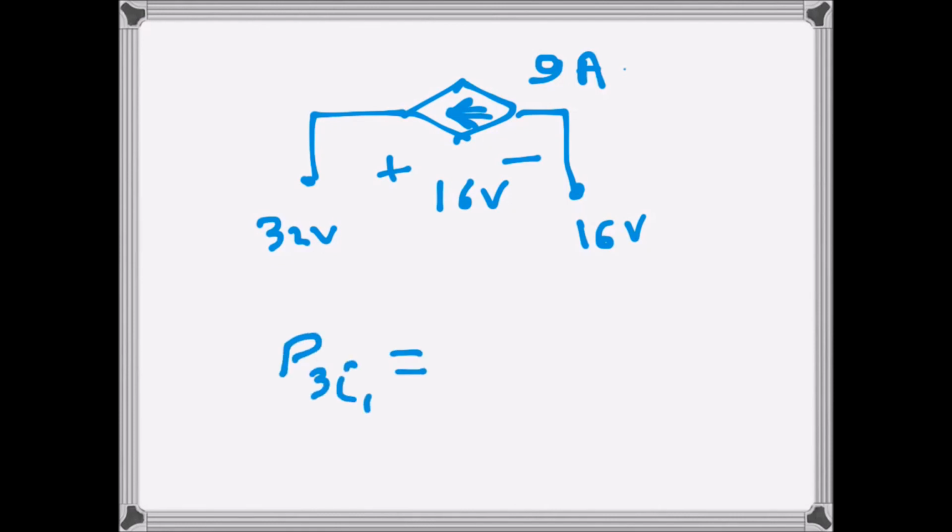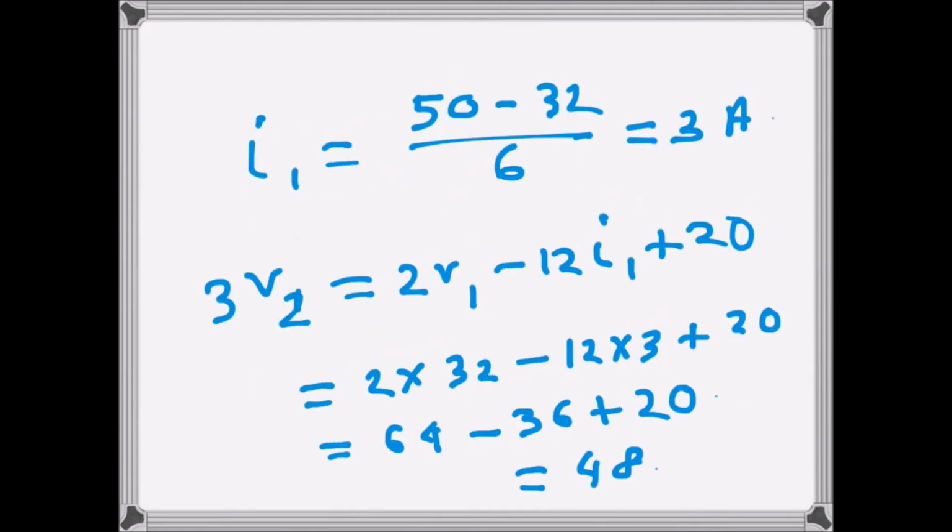So P for 3I1 we can write like that. That is VI, and that will also be negative because this is also delivering power. So that's 16 times 9, which is minus 144 watts. So we have seen there are 3 power sources and they are all delivering power.